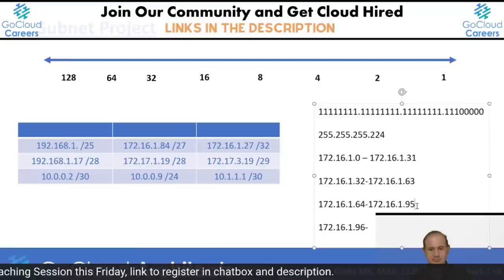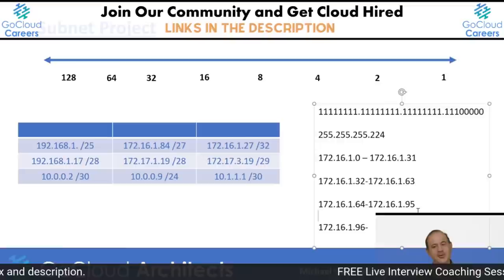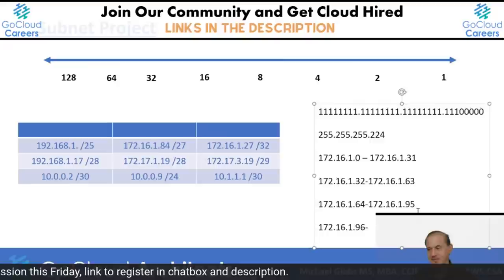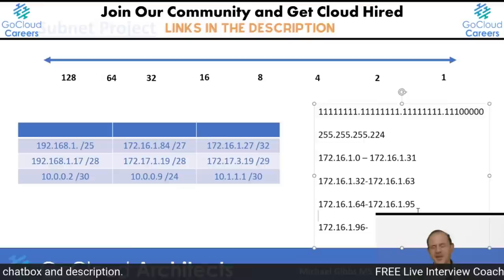Now, we've got 192, 168. I'm sorry, 172.16.1.93. Is it divisible by more than one? Yes. Is it divisible by more than two? Yes. So it's going to be in that third subnet. Now, if it was greater than 96, where would it be? In the fourth subnet. And that's what we're doing.